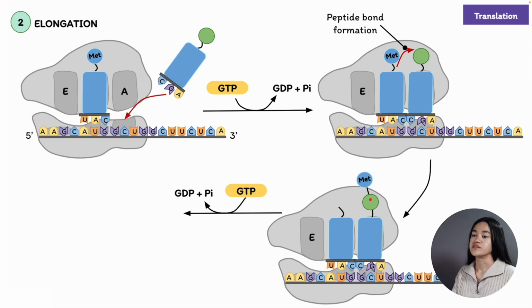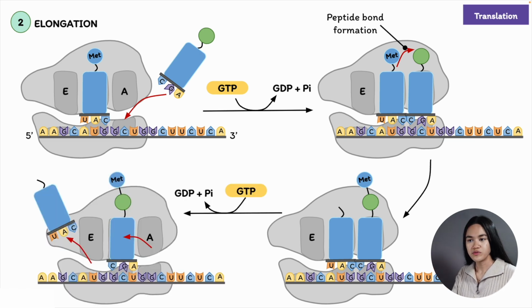The third step is translocation. The ribosome translocates the tRNA from the A site to the P site. At the same time, the empty tRNA at the P site is moved to the E site where it is released. The mRNA then moves along with its bound tRNAs, bringing the next codon to be translated into the A site, and the cycle repeats again. And we're going to be using GTP to power these reactions.